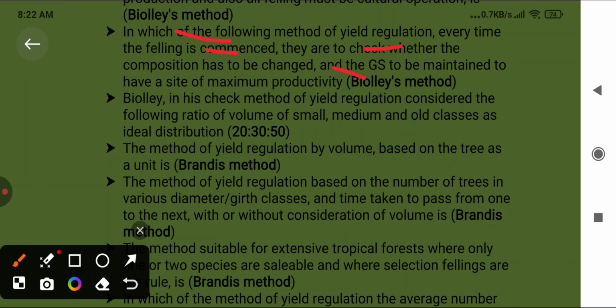Boyle's check method of yield regulation considers the following ratio of volume of small, medium and old trees, and the ideal distribution is 20-30-50. The method of yield regulation by volume based on the tree or unit is Brandeis method.